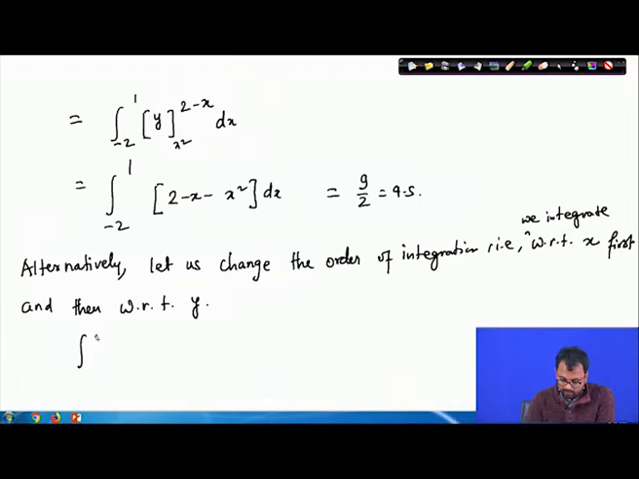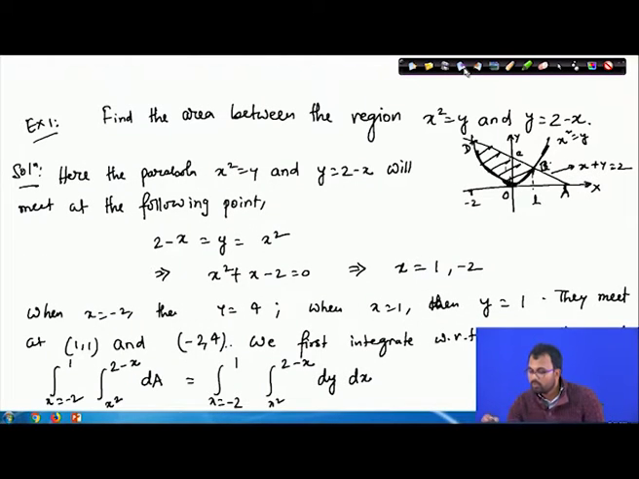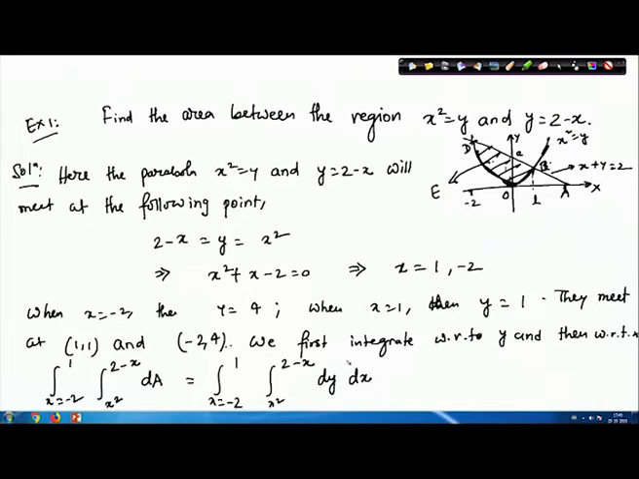So we still have, let's say, the integral over the region E. I am calling this region E. Now, if we want to integrate with respect to x first and then with respect to y, we have to see how x is varying. So first of all, they intersect at the point x equals 1, y equals 1. So let us draw a line parallel to the x axis. So this is my straight line y equals 1.